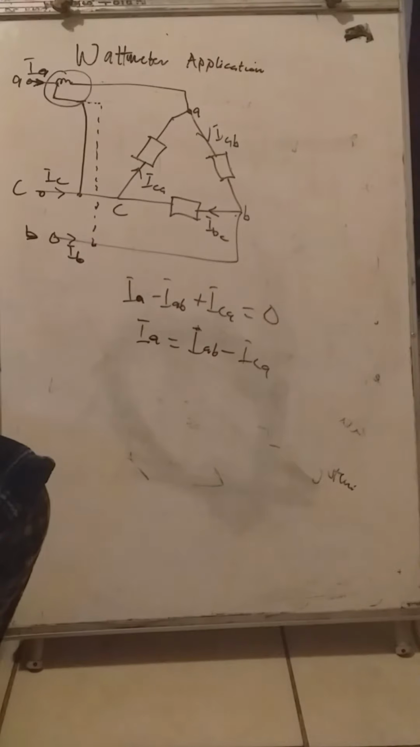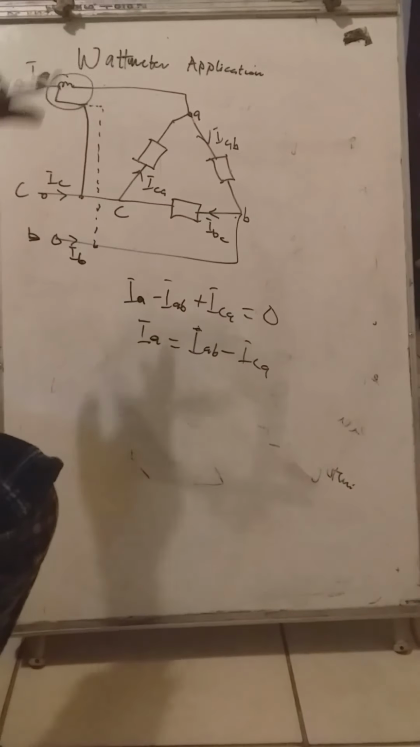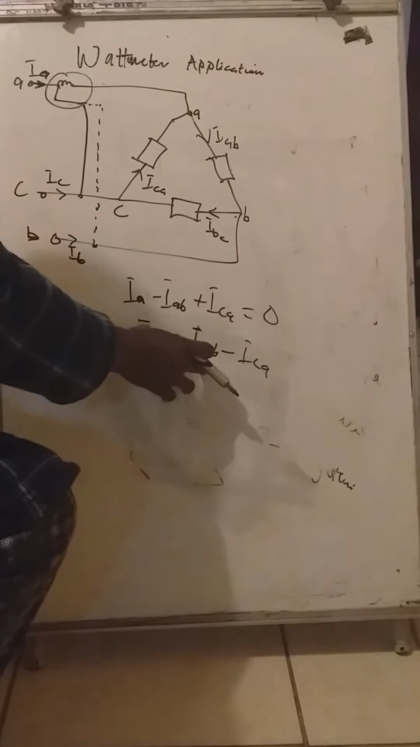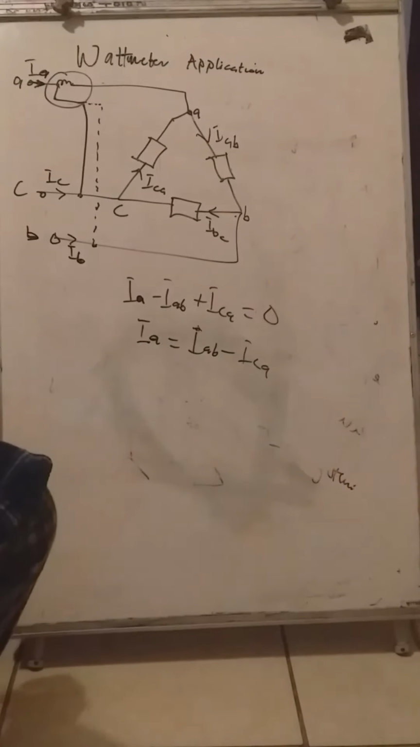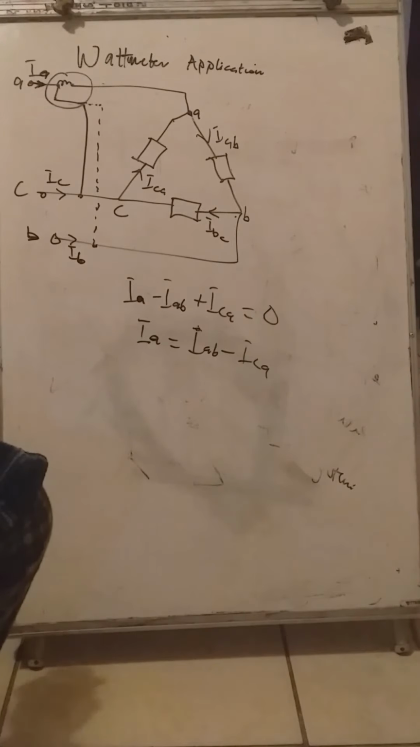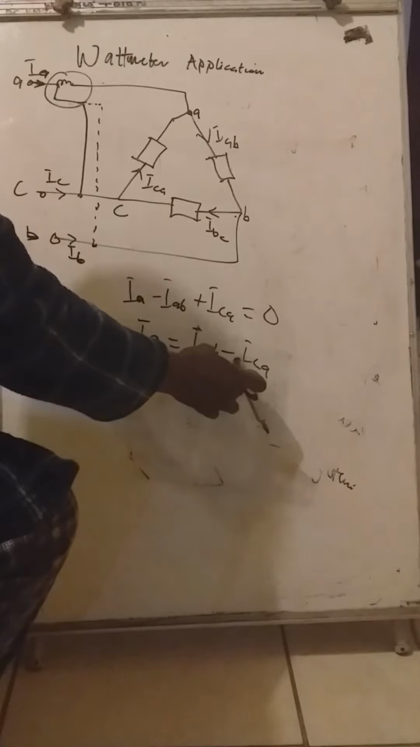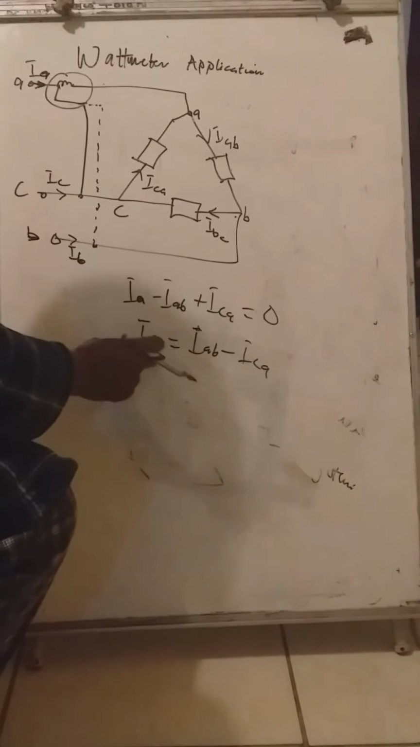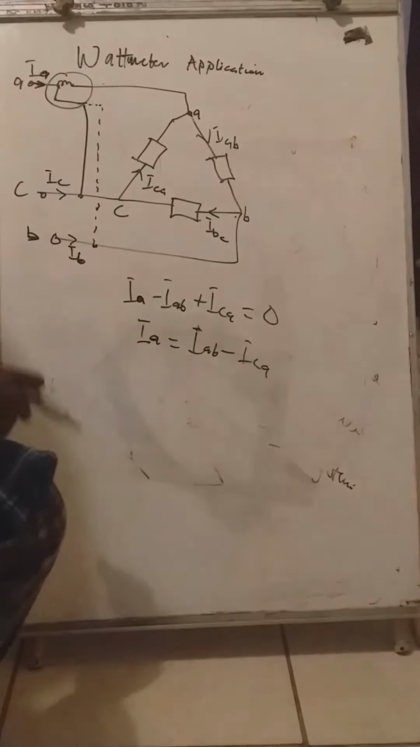So that means our IA that is flowing through the coil of the wattmeter is the phasor difference of IAB and ICA. So it's a phasor sum of IAB and ICA reversed, based on these negatives. So IA is the phasor sum of IAB and ICA reversed.